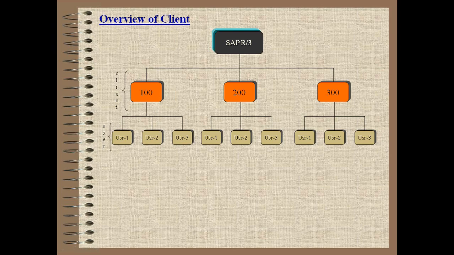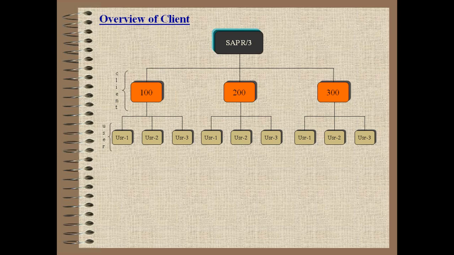Now, data in R/3 is classified as client dependent and client independent. When SAP objects are used by only one client, those are defined as client dependent data, for example users, customizing, etc. There are some objects, such as ABAP programs, which are used by all the clients in the SAP system. Those objects we call client independent data. So hope you have understood the difference between client dependent and client independent.